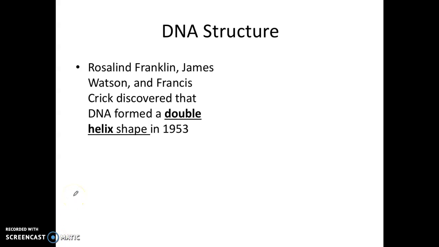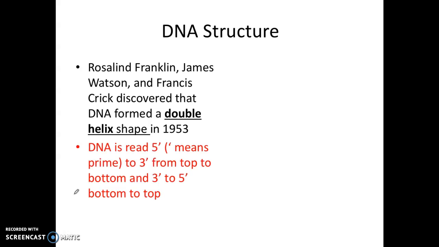So Rosalind Franklin, James Watson, and Francis Crick are the scientists that really spearheaded it. In all honesty, Rosalind Franklin really got the short end of the stick, and she was dead. She had passed away by the time that they had won the Nobel Prize, and based on the committee, those who are deceased cannot be recipients of the award. So she really got left out in that one. But together they developed the double helix shape.